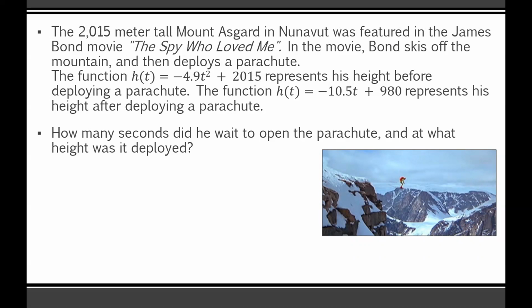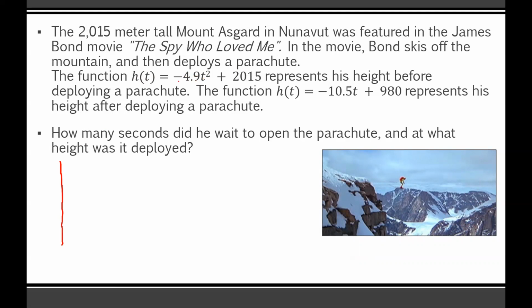All right, here's the deal on this one, guys. I'll kind of help you out with this. Nowhere in this question does it say that you have to solve this algebraically. So that means you can use your graphing calculator to your heart's content. Basically, since he's jumping off the mountain at a height of 2015, because that's how high the mountain is, when t is 0, you have 2015 as his height. He's jumping off the mountain and he's following this path.